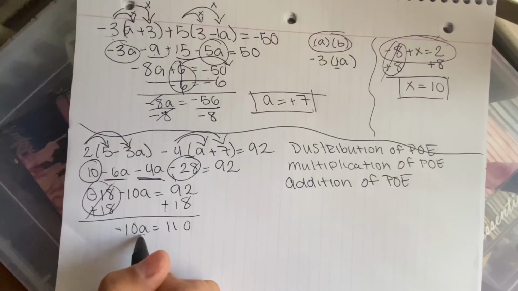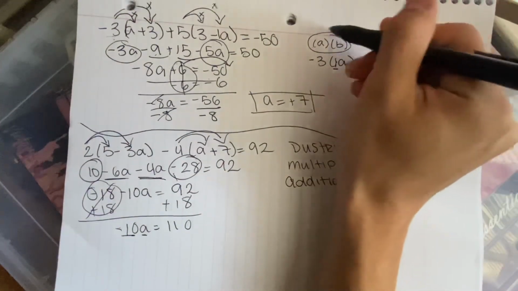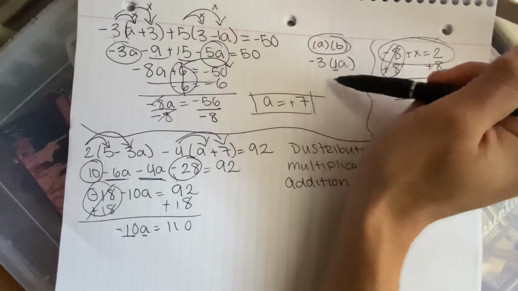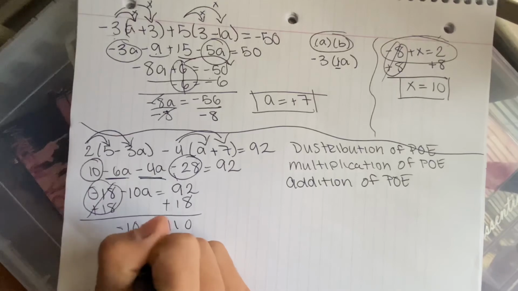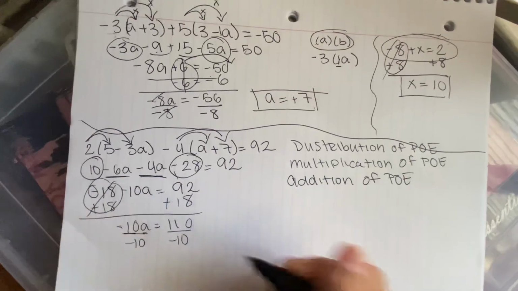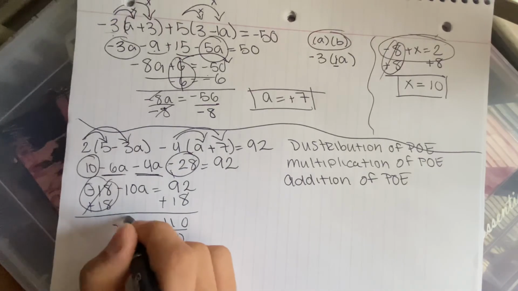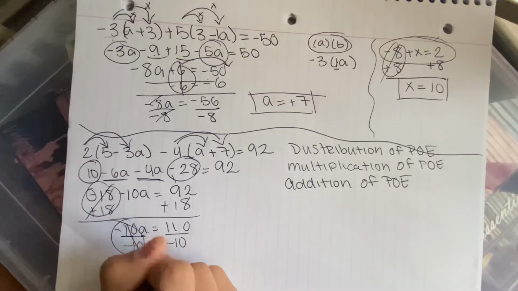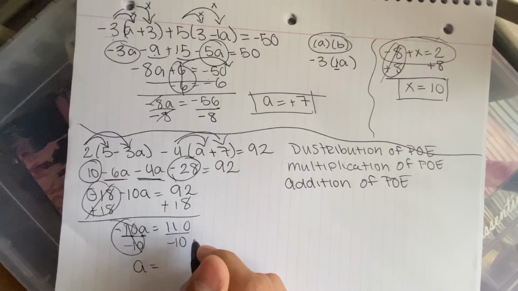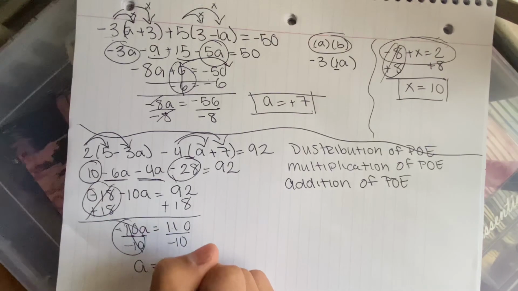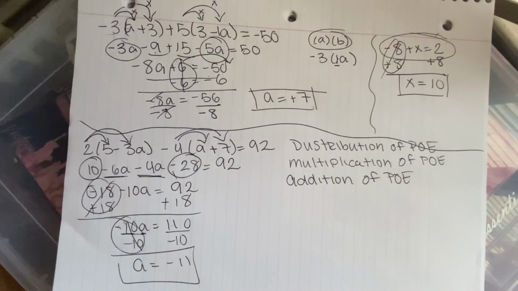So now what's our next step? We're trying to get this a by itself, and we have this negative 10 bothering us, right? They're essentially multiplying each other, so we're going to do the opposite in order to cancel that out, which is dividing. So we're going to divide by negative 10 on each side. Whatever you do on one side, you have to do on the other side. This is going to essentially cancel out, and we're going to be left with a is equal to 110 divided by negative 10, which is going to give us negative 11, right? And that's how you solve for a.